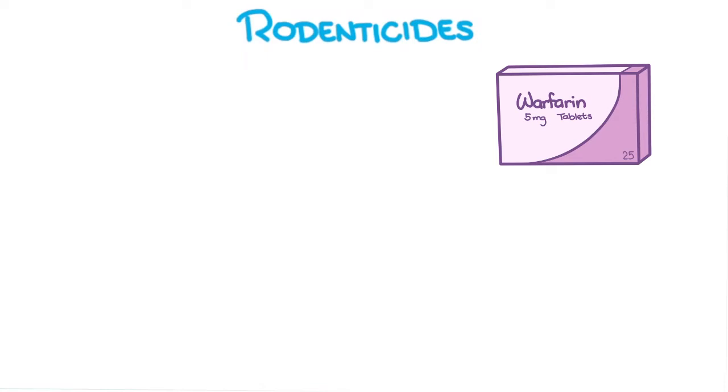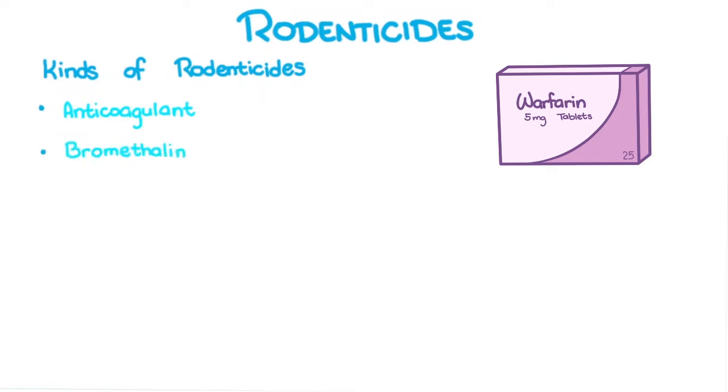Rodenticide poisoning. When we think about rodenticides, we think warfarin. But there are many kinds of rodenticides, not just the anticoagulant ones, of which warfarin is under. There are also bromethalin, cholecalciferol, and zinc phosphide rodenticides. It is important to differentiate these because not only are their pathogeneses different, but also their therapeutic approaches.